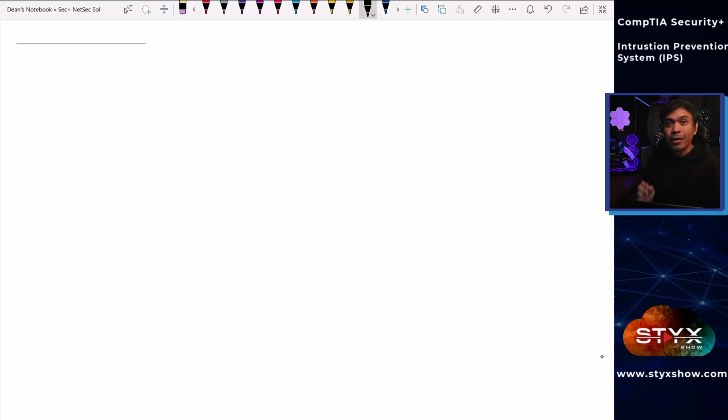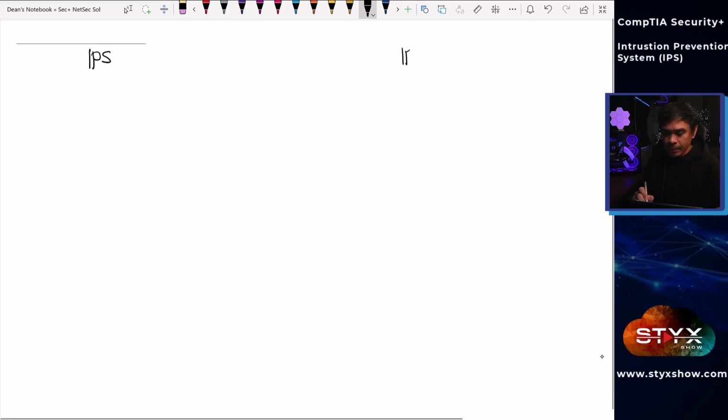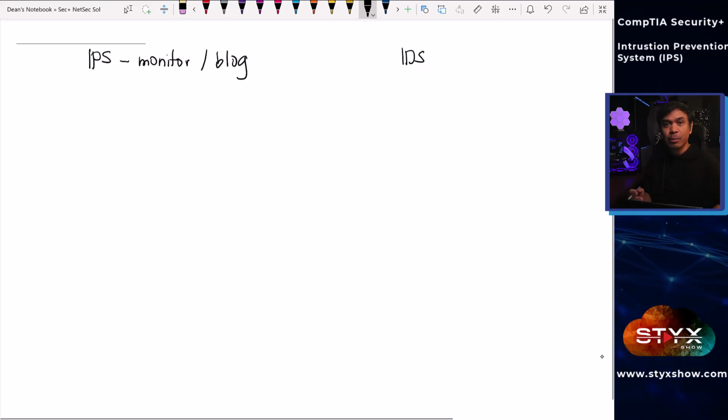Let's talk about IPS, Intrusion Prevention System. So I'm gonna add here IPS, and then later we're gonna compare IPS to IDS. Now take note, the main difference of IPS and IDS is IPS not only monitors but also blocks or prevents potential attacks or malicious traffic.